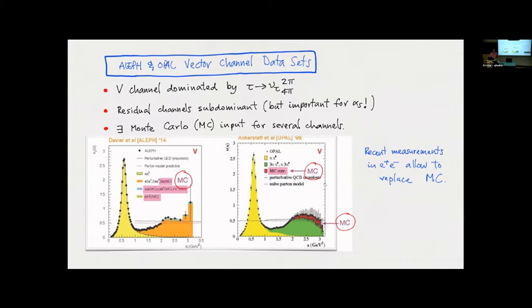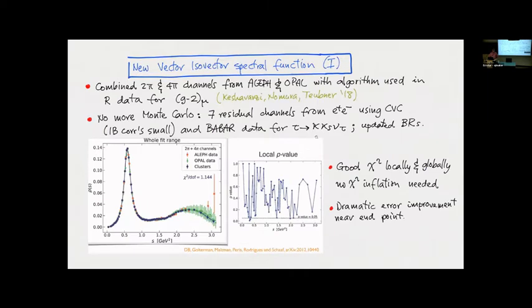Using E plus E minus, we're going to be able to replace these residual channels, which are Monte Carlo determined, by real data. And we're also going to combine the 2 pi and 4 pi channels from Aleph and Opal, okay? So the combination of these two channels, 2 pi and 4 pi channels from Aleph and Opal, will follow the algorithm used in our data by these 3 gentlemen. And we know that combining data is always advantageous, okay? There is no more Monte Carlo.